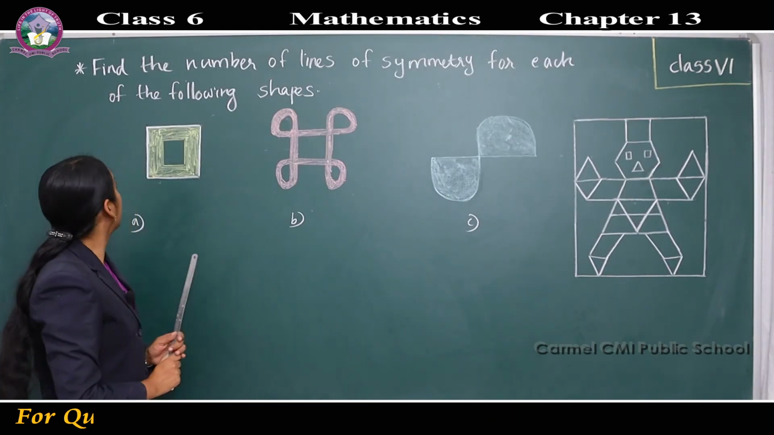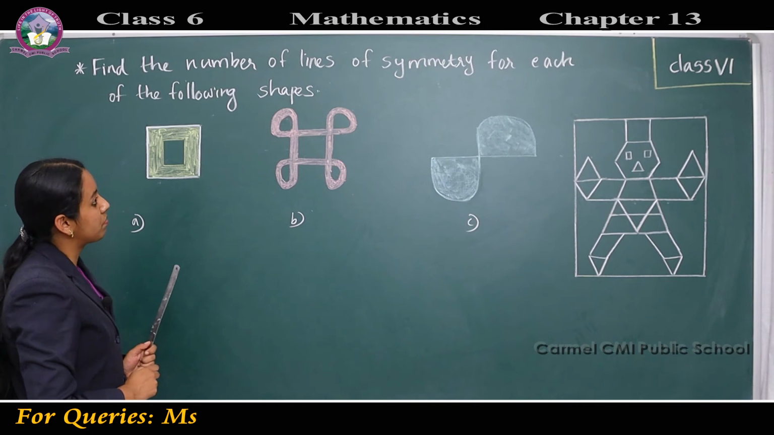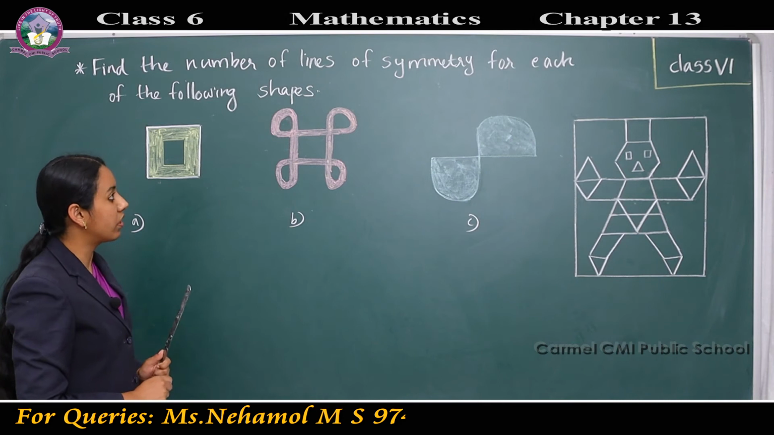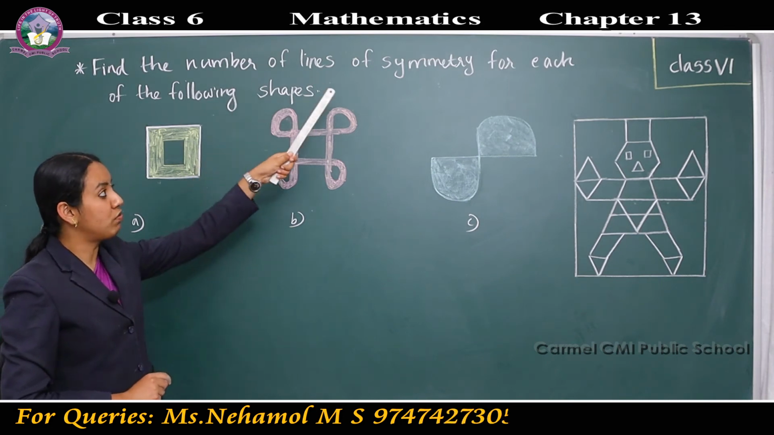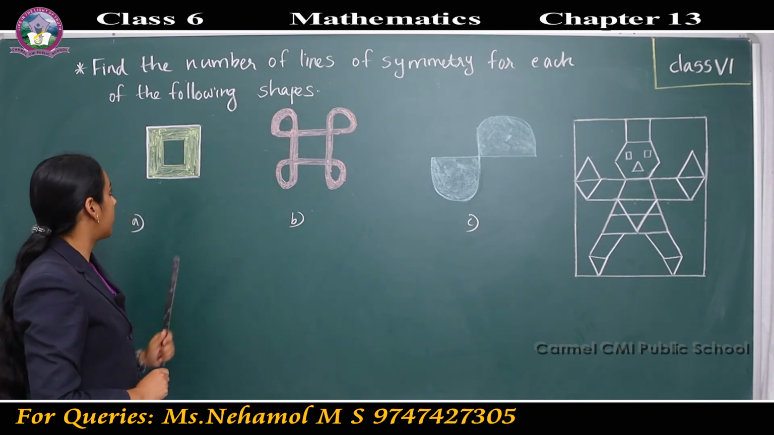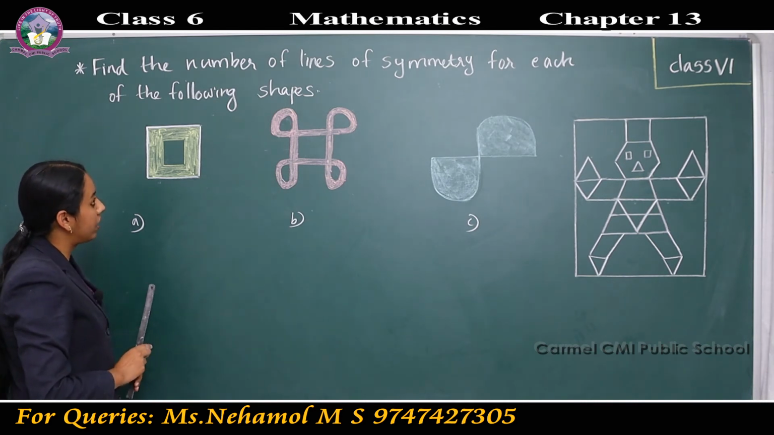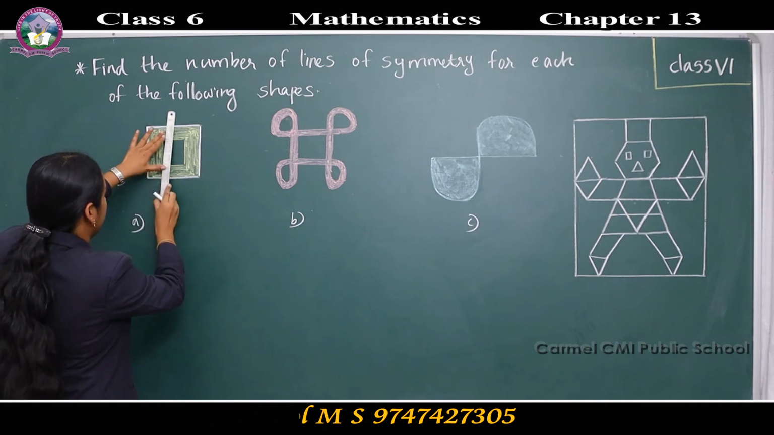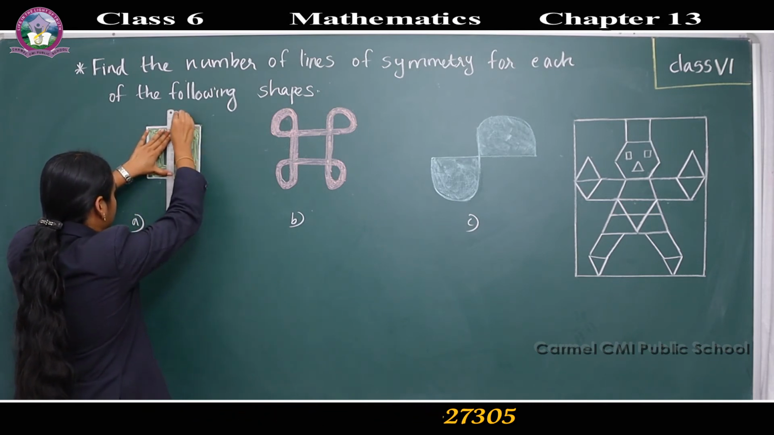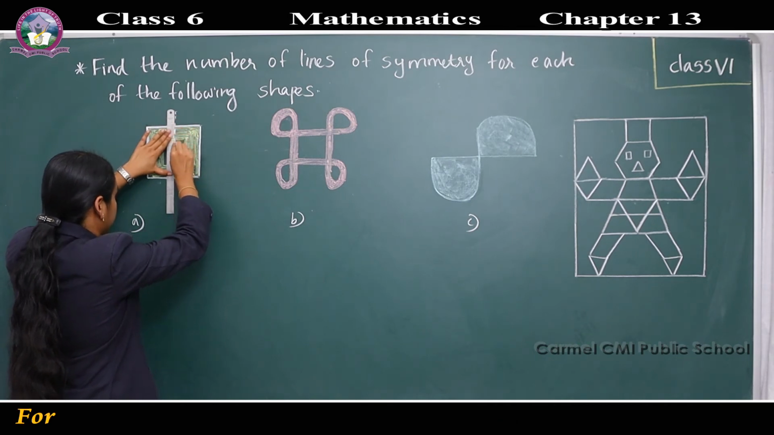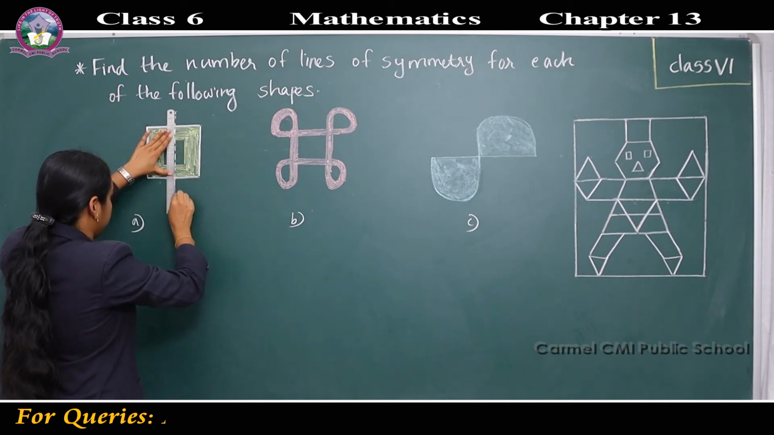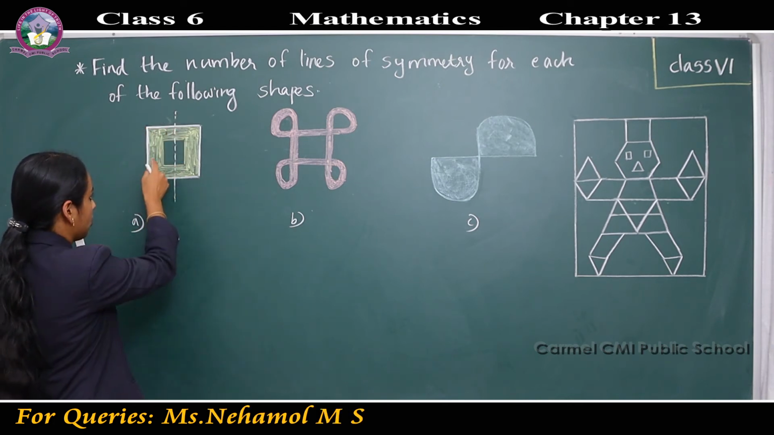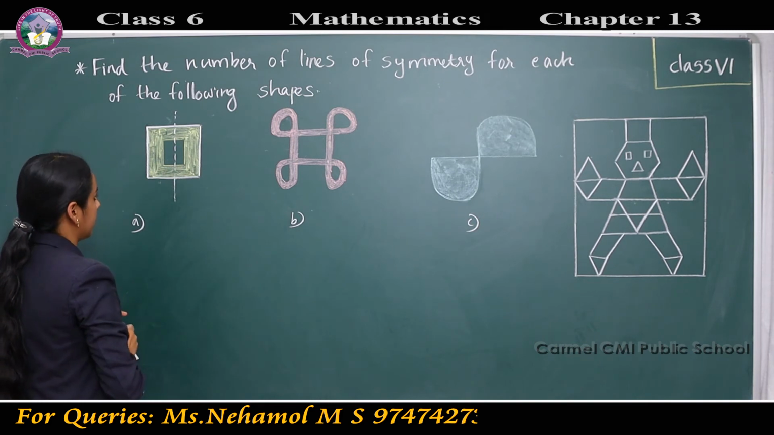Next question. Find the number of lines of symmetry for each of the following shapes. Some shapes are given here. We have to find the number of lines of symmetry. Consider the first figure. How many lines of symmetry are there? First we can divide the figure into two equal halves this way. First line of symmetry. These are two identical parts.